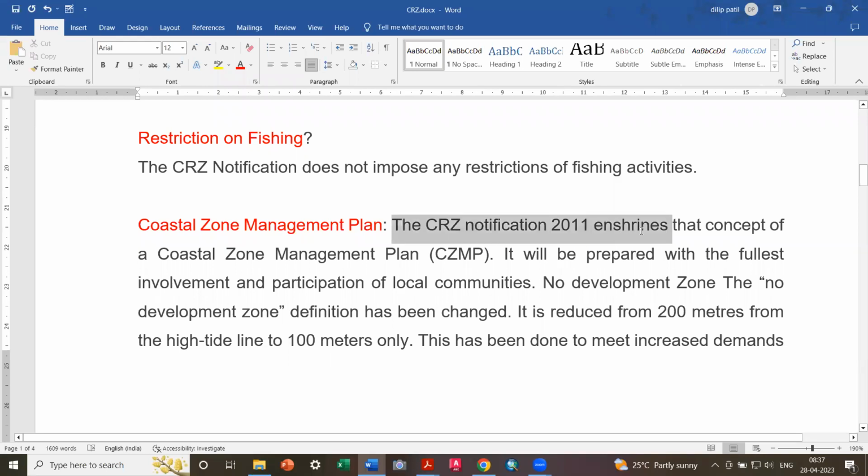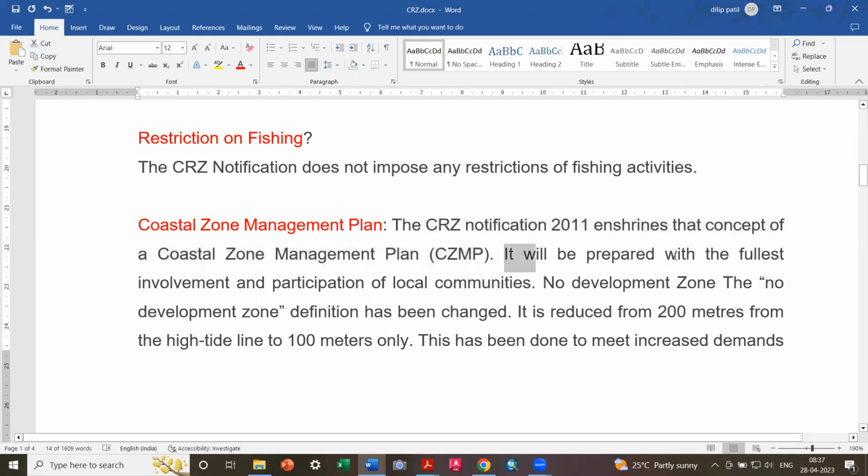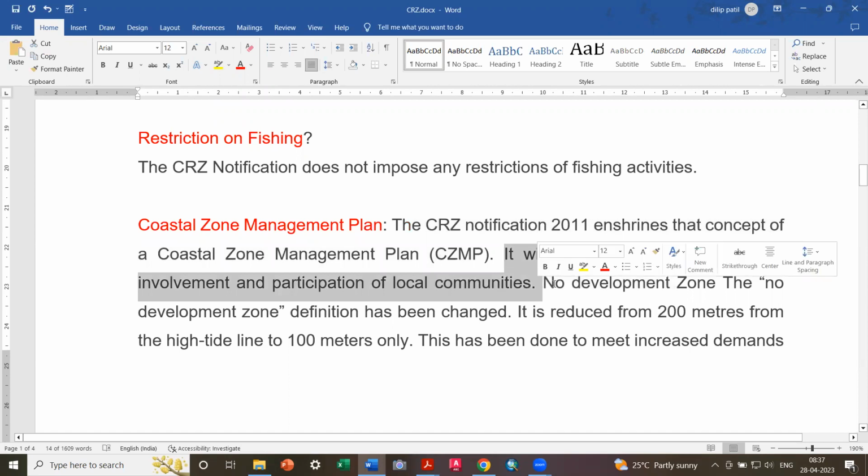The CRZ notification 2011 ensures the concept of a coastal zone management plan. You may be asked to explain CZMP, so we will see that. It will be prepared with the fullest involvement and participation of local communities.